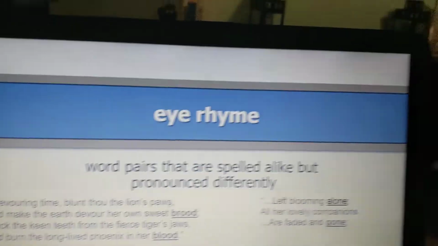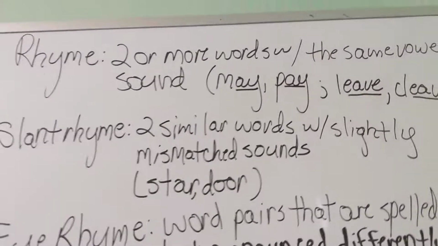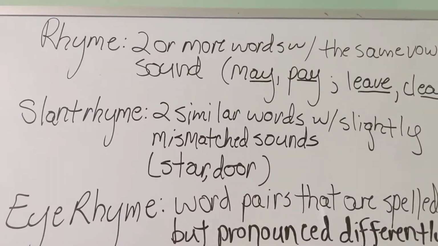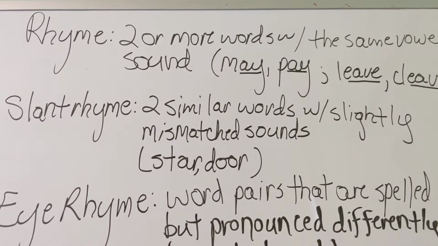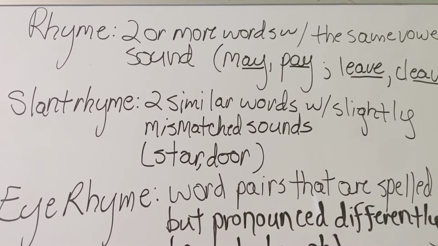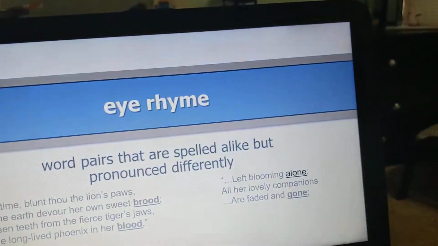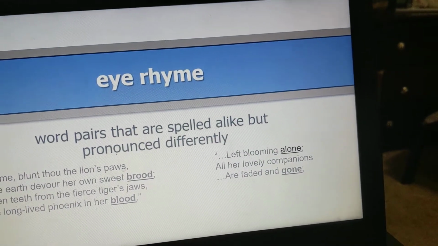So as a review, we have rhyme, which is two or more words with the same vowel sound, may, pay. Slant rhyme, two similar words with slightly mismatched sounds, star and door. And then eye rhyme with cough and bow, words that look like they should be the same, but they are not. So I'm going to pause the video and get some more terms on the board for you.